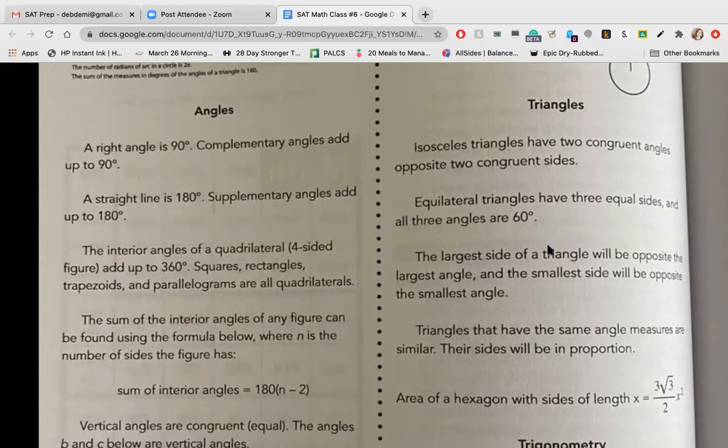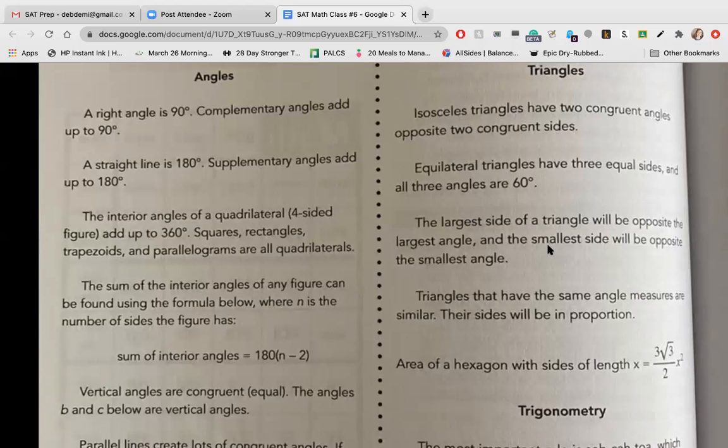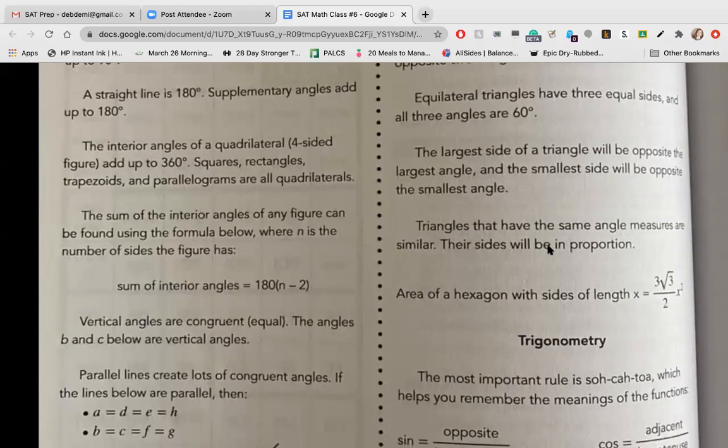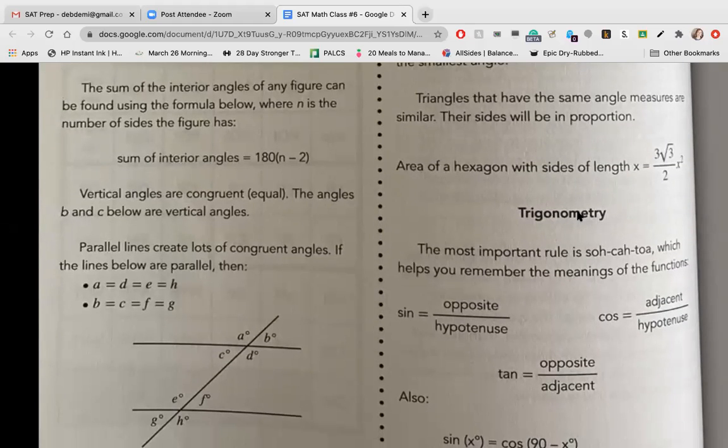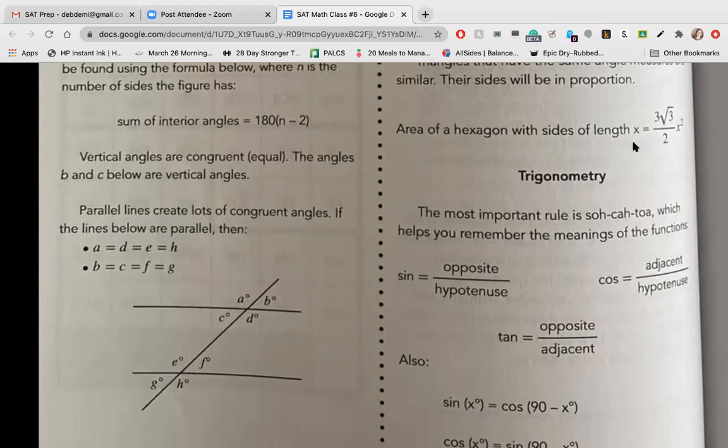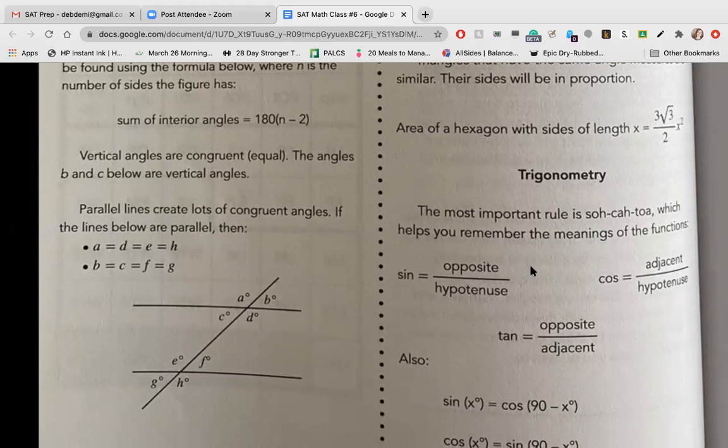Isosceles triangles have 2 congruent angles, and the angles opposite the congruent sides are congruent. Equilateral triangles, all the angles are 60. The largest side of a triangle will be opposite the largest angle. Triangles with the same angle measures are similar, and the sides will be in proportion. Oh, I've never seen this one in my life. The area of a hexagon with side length x equals 3 root 3 over 2 times x squared. I've never seen that on the SAT or anywhere else, so I wouldn't worry about that one.